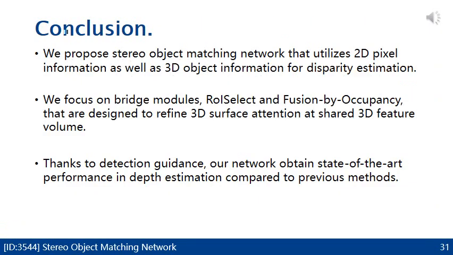Conclusion. We propose a stereo object matching network that utilizes 2D pixel information as well as 3D object information for accurate disparity estimation. We focus on bridge modules, ROI Select and Fusion by Occupancy, that are designed to refine 3D surface attention in the shared 3D feature volume. Thanks to detection guidance, our network obtains state-of-the-art performance in depth estimation compared to previous methods.